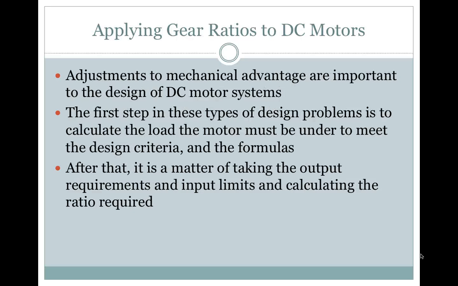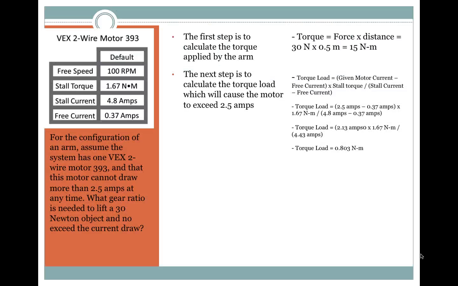Applying gear ratios to DC motors. Adjustments to mechanical advantage are important to the design of DC motor systems. The first step in these types of design problems is to calculate the load the motor must be under to meet the design criteria, using the formulas. After that, it's a matter of taking the output requirements and input limits and calculating the ratio required.